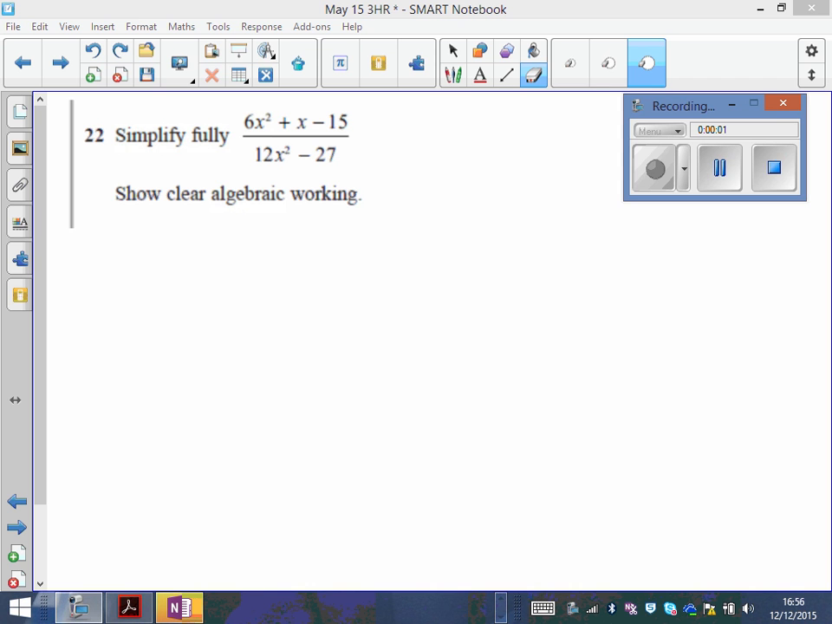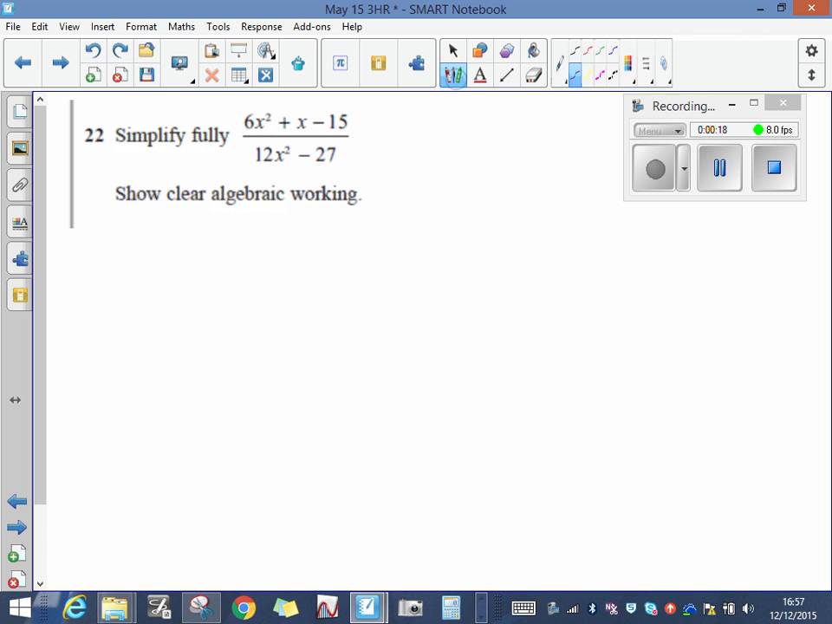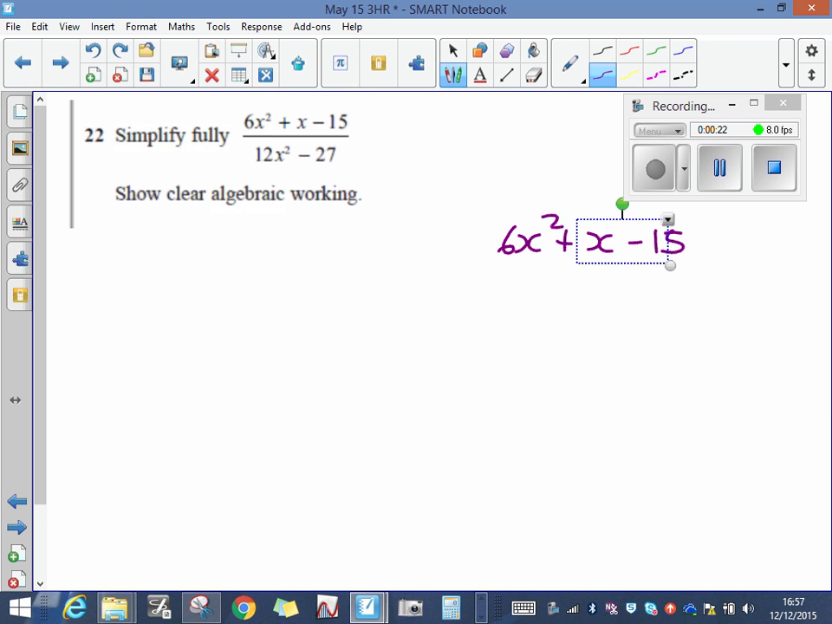Algebraic fraction, which we're going to simplify. We are not allowed to do any cancelling or simplifying, though, until the top and the bottom are written in a form where it's something multiplied by something. In other words, we need to factorise the top and the bottom. Okay, first of all, look at the top. We've got 6x squared plus x minus 15, and we need to factorise that.